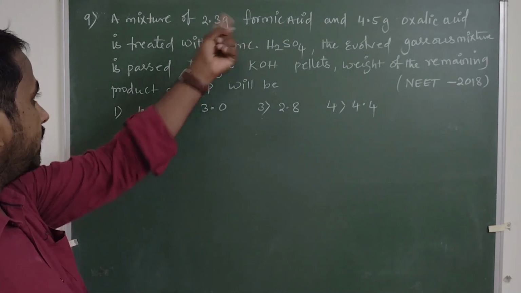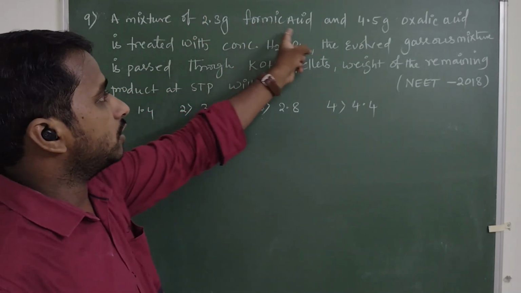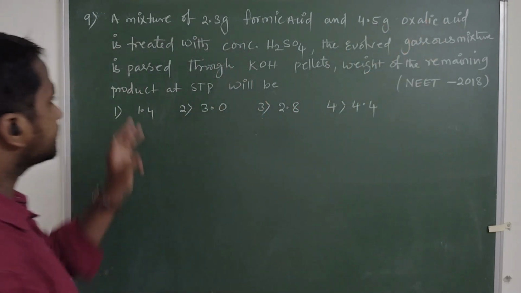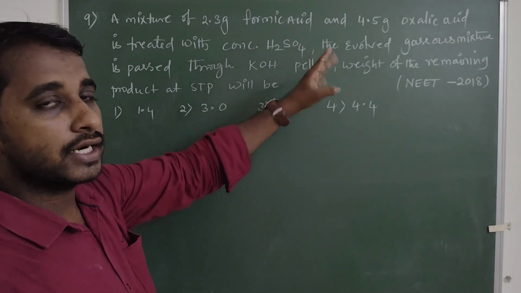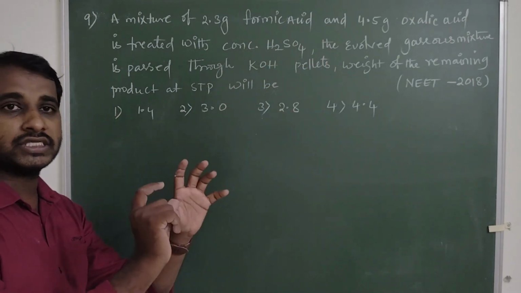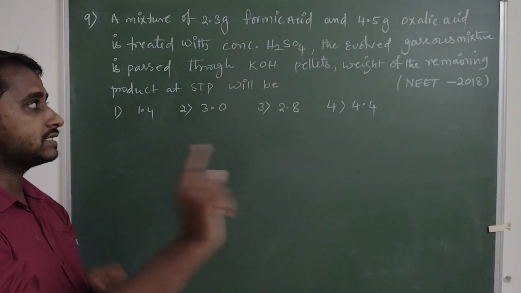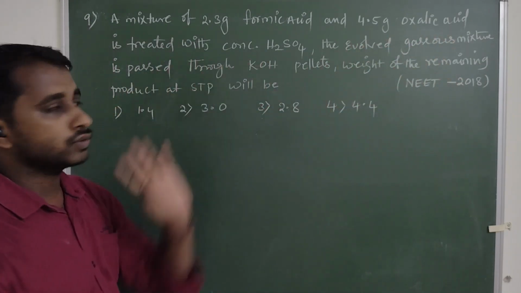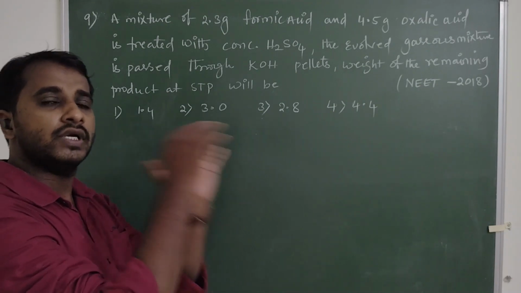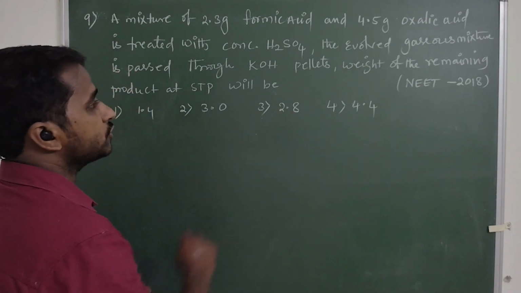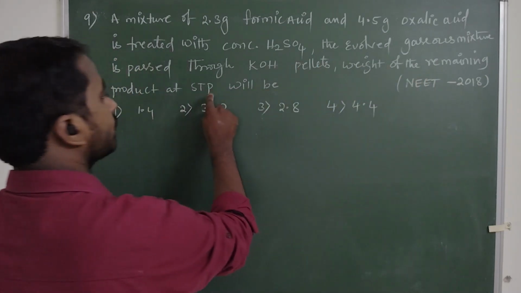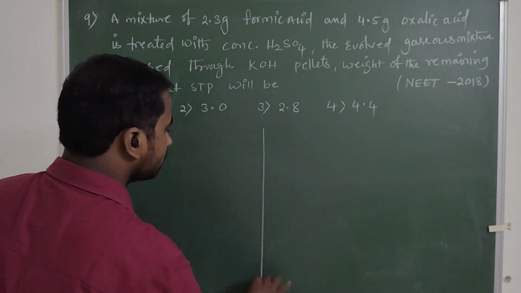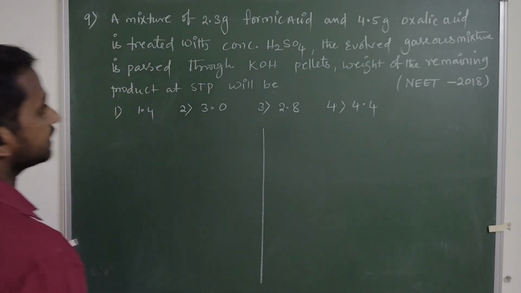Here the question is given: a mixture of 2.3 grams of formic acid and 4.5 grams of oxalic acid is treated with concentrated H2SO4. So two compounds are there, and they are treated with concentrated H2SO4. The evolved gaseous mixture is passed through KOH, so the gases evolved are passed over KOH pellets. The weight of the remaining product at STP will be? Here two cases are there: first one with formic acid, next one with oxalic acid.